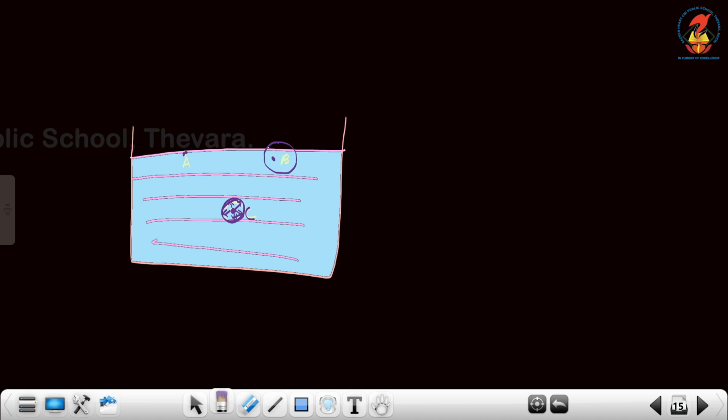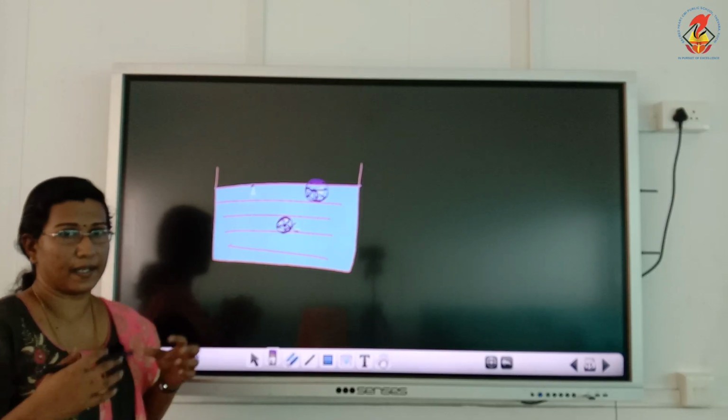This will be the sphere of influence. Now the molecule at point B will also be attracted in all directions, but since a very small portion of the sphere of influence is outside the liquid, the effect of the downward force will be comparatively more.